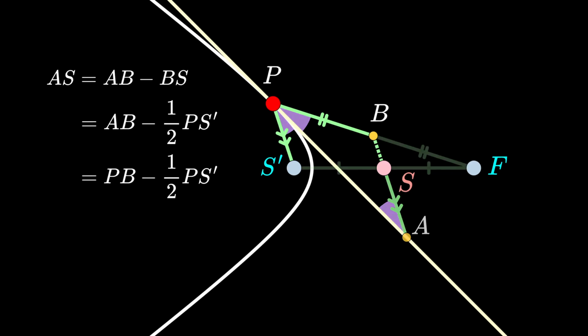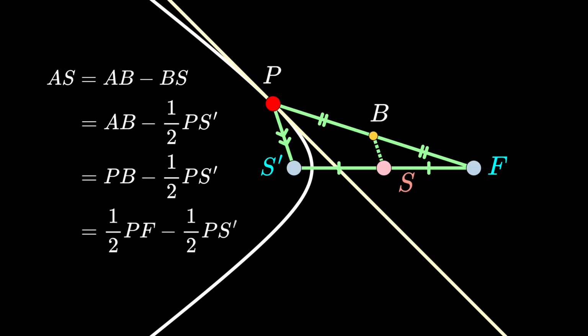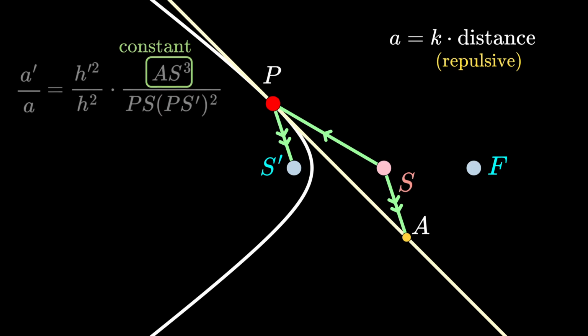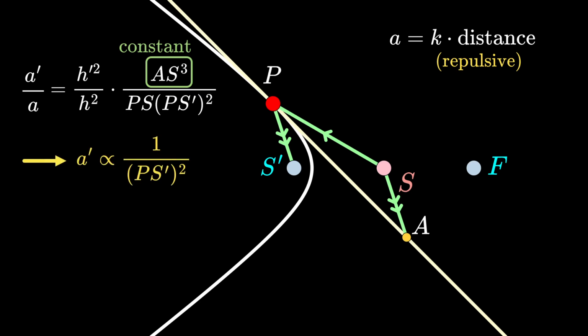Finally, we already saw that PB is the same as BF, and hence PB is half of PF, and AS is half the difference of the distance from P to the two foci, which we know to be a constant for a hyperbola. The last steps will be identical to the elliptical case in the main video. Just combine the newly established fact that AS is a constant, the acceleration ratio formula, as well as the acceleration away from the center S is proportional to distance. We can also deduce the inverse square law towards a focus of the hyperbola.